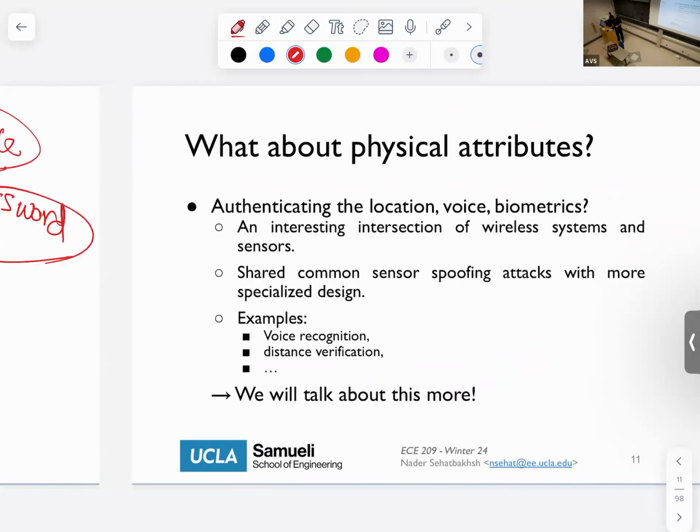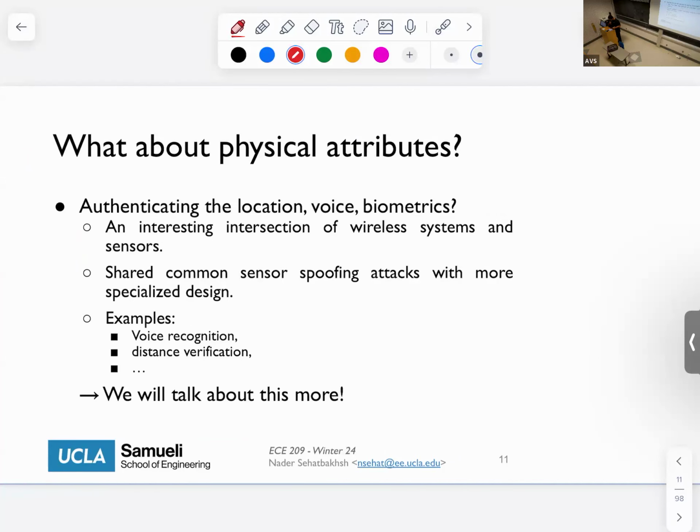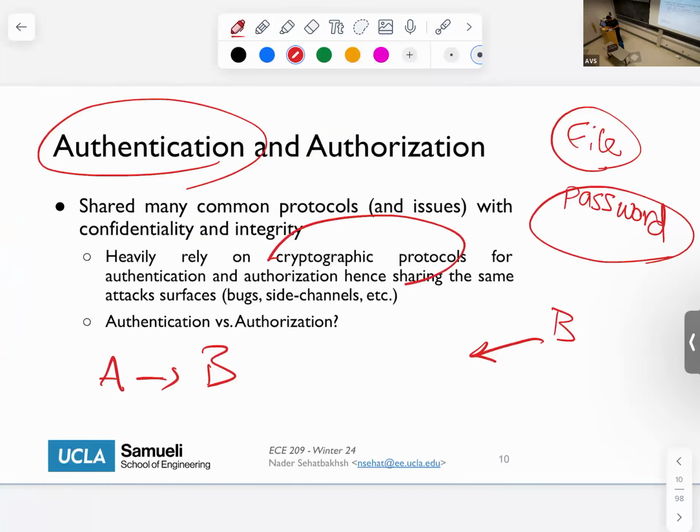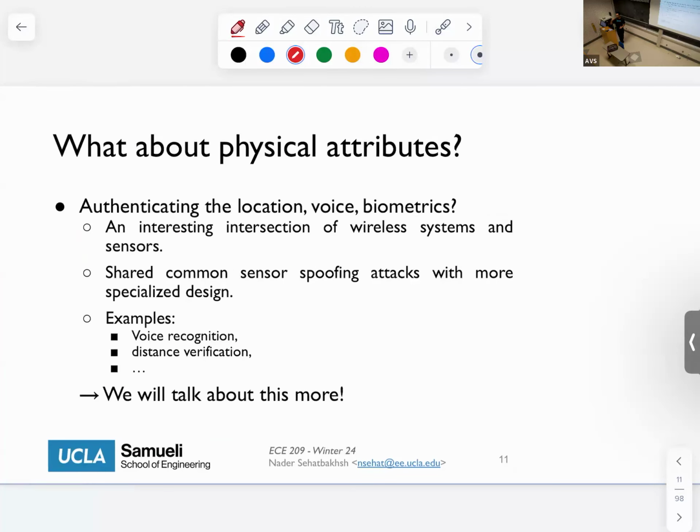Okay. Then there will be physical attributes. Actually, I think this might be a good place to let me just give you the last slides and then I'm going to let you go. What we can do instead of using cryptography protocols is use physical attributes to do authentication or authorization. So things like biometrics, right? Location, attributes of the voice. And this is an interesting area because it's kind of an intersection of sensing and all those things that we discussed so far and wireless systems. And then all these sensor spoofing and all those things that we talked about actually translate here. So we're going to talk about these things next week a lot.